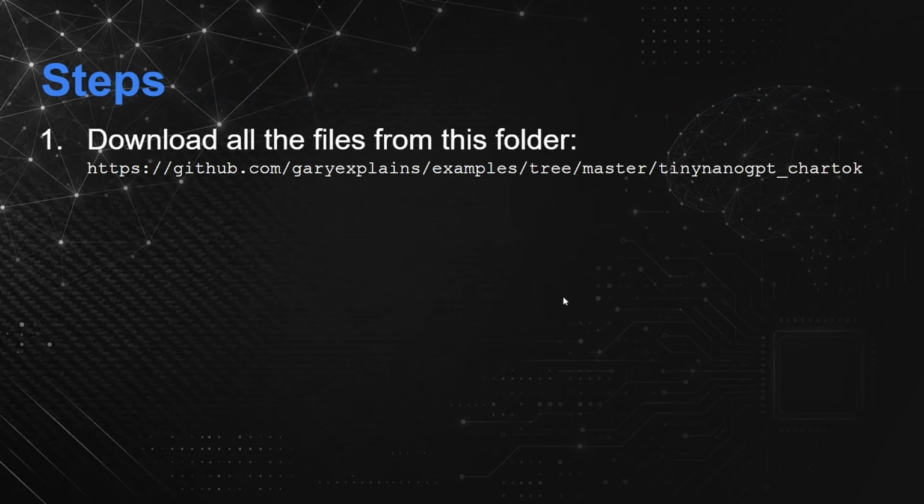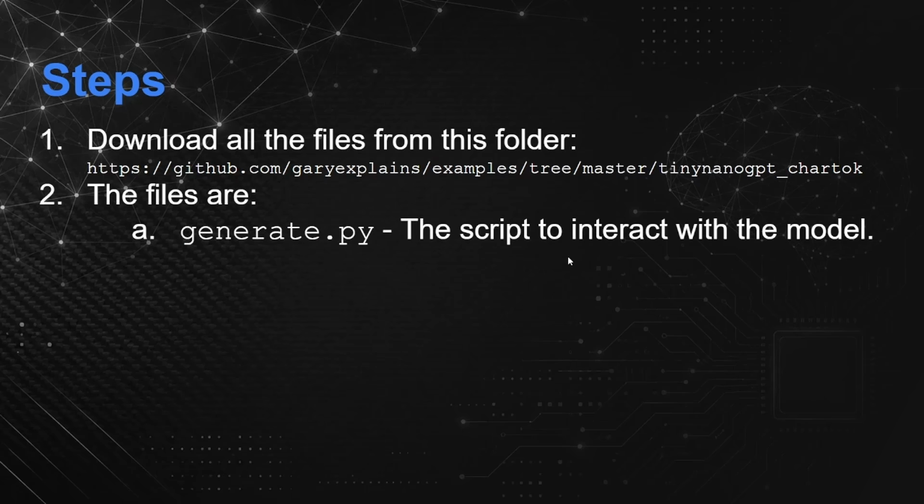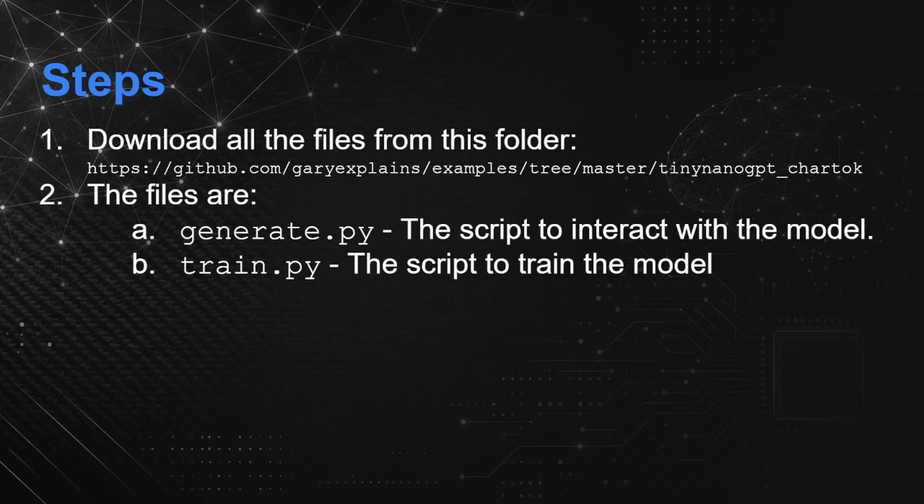So what you need to do is download all the files in my GitHub repo. Here is the link on the screen. It will also be in the description. This is basically the complete kit of what you need to do this. And in there are some files. generate.py is a script to interact with the model and say, generate me some text, "to be or not to be", and then it completes it. train.py is the file that you use to actually train the model.